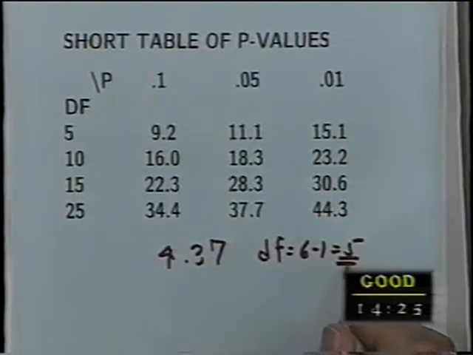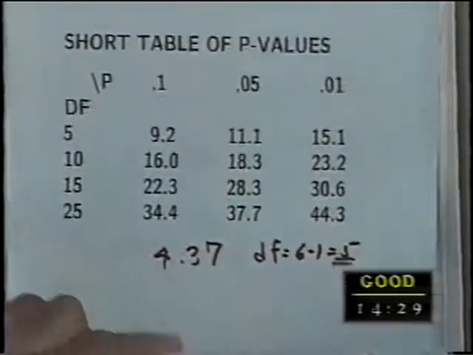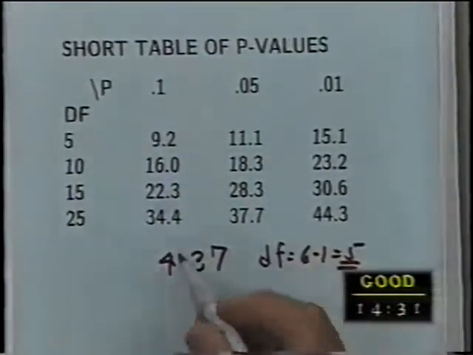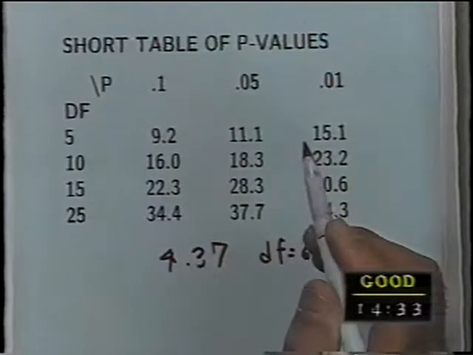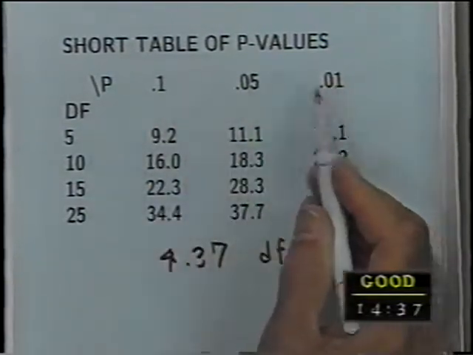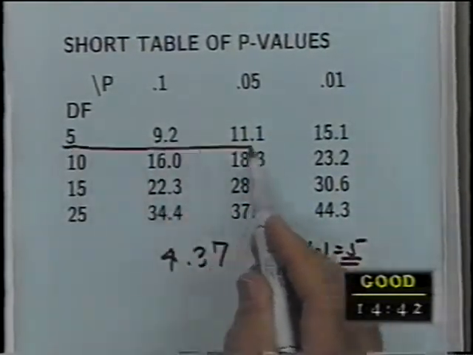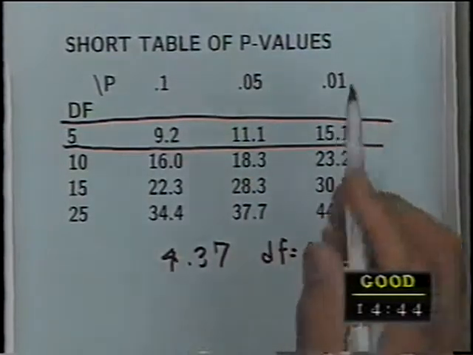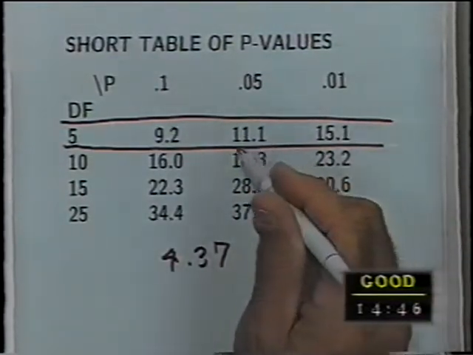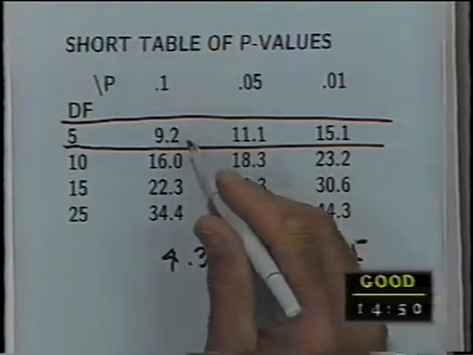All right? 4.37, 5 degrees of freedom. Maybe, all right? That puts us where on this table? And people say, oh, it's not on the table. Because here are the p-values. Here are the degrees of freedom. I'm at 5 degrees of freedom, so I'm in this line somewhere. I'm here somewhere. And now I have to find what p-value corresponds to 4.37.